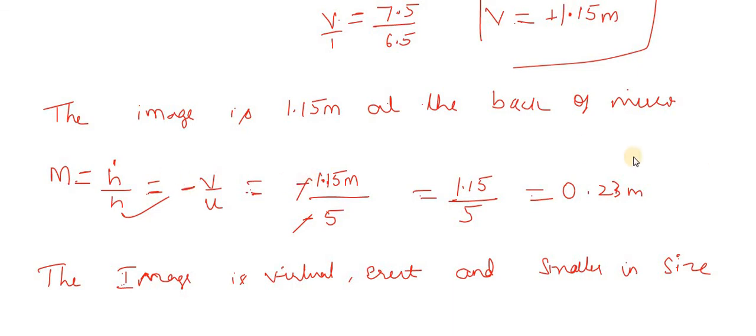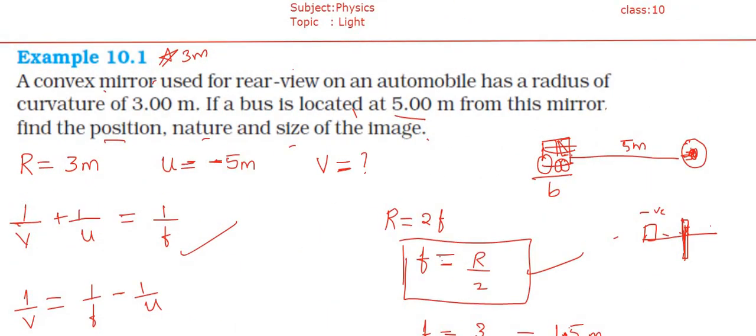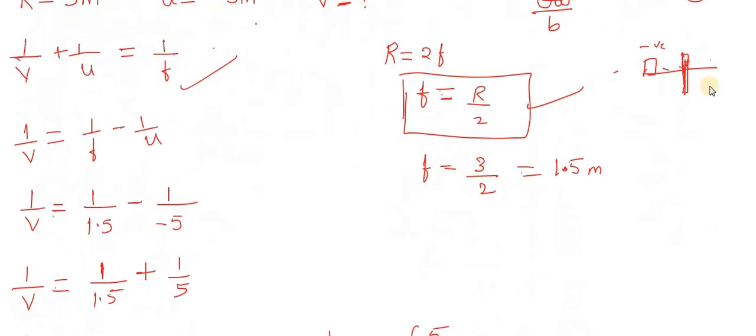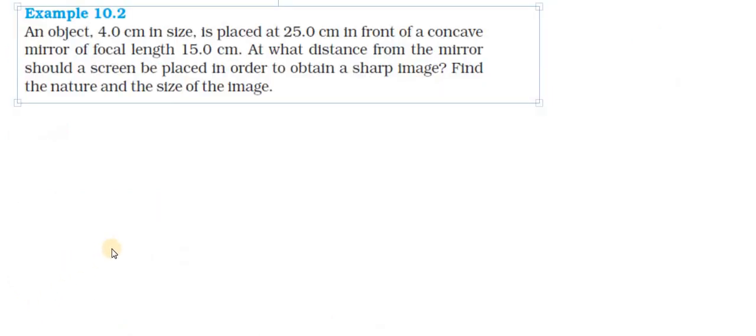First you need to write the data. After writing the data, by applying the formulas and substituting, you'll get the marks. To write the data you'll get half mark. To write the formula you'll get half mark. For substitution you'll get half mark. For simplification you'll get half mark, and for the final answer. So every time the marks increase by half. Okay, now look into this problem.